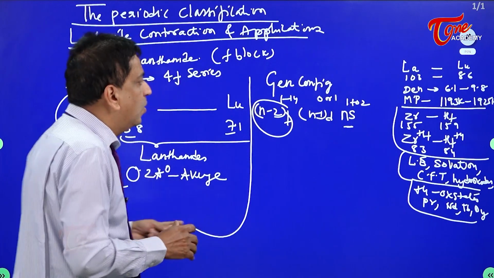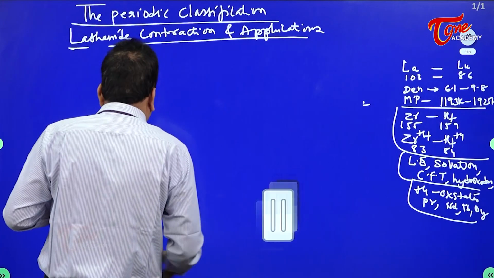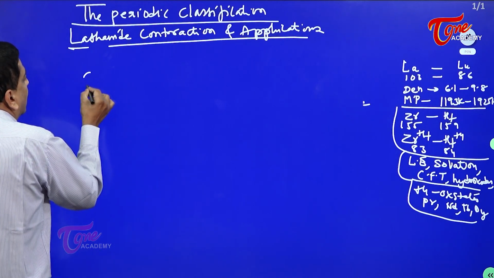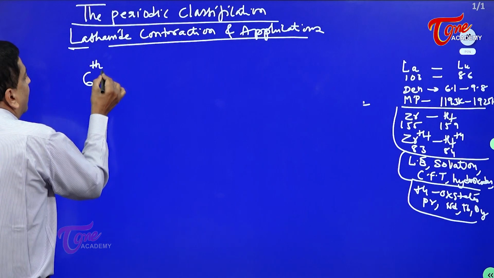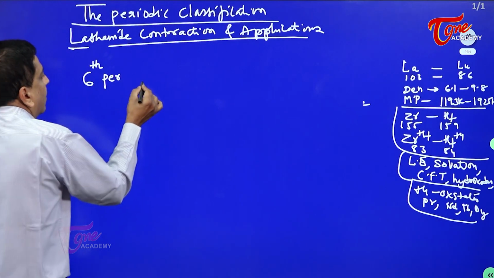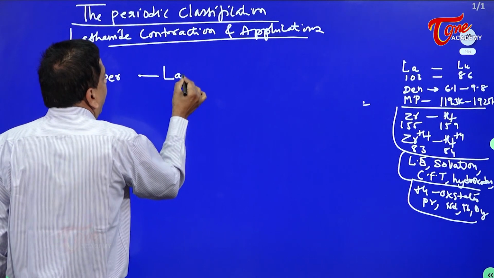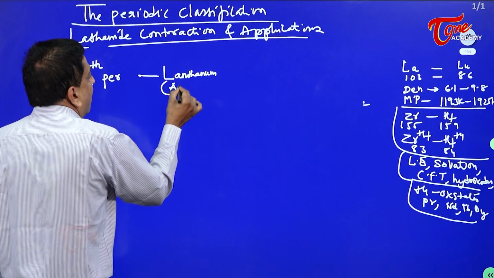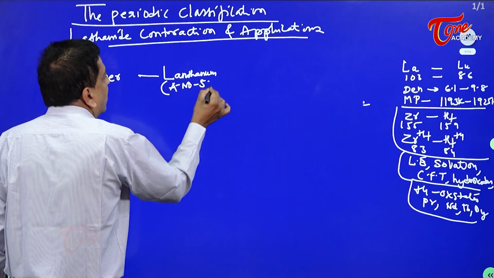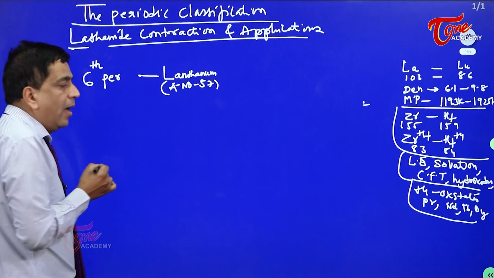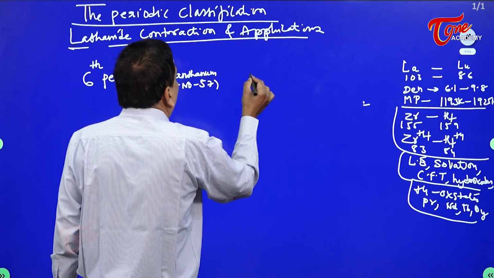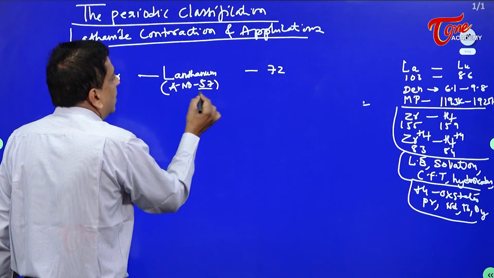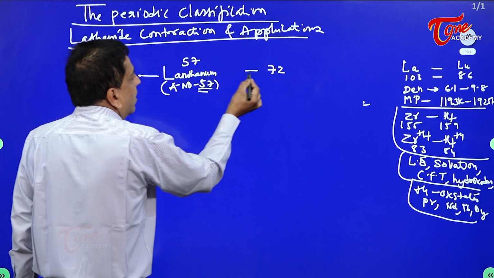Now let us check the exact values of how the contraction is. Observe carefully, I'll put some values for you. This is basically the decrease. Look into this. This is the 6th period, and here is lanthanum, whose atomic number is 57. In the 6th period, the next element will be 72. Mind you, this is 57 and then 72.